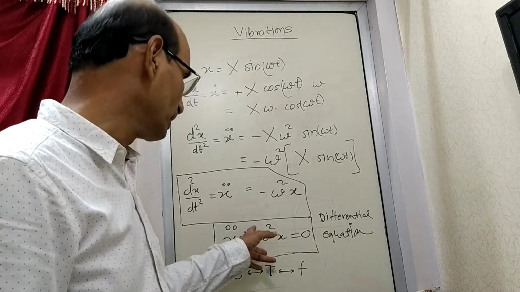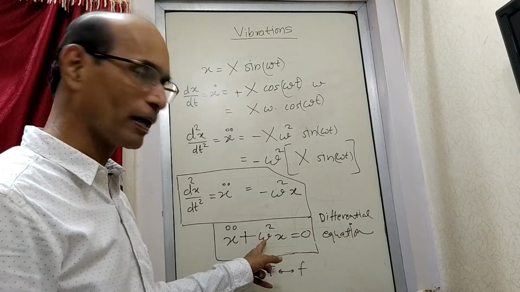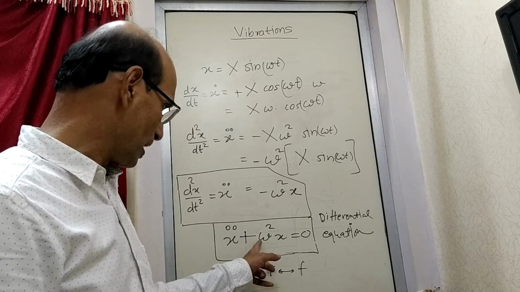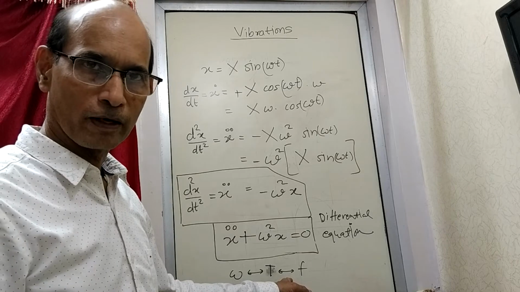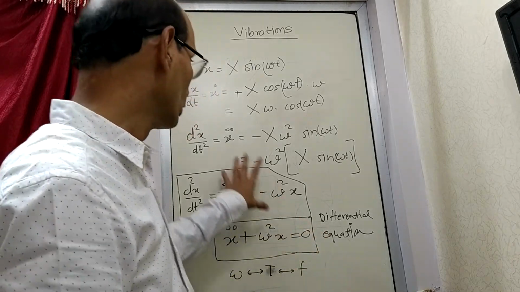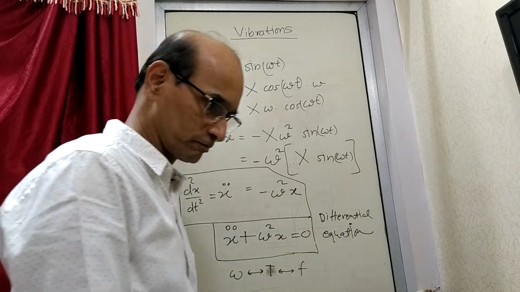So keep this in mind that this is called a differential equation, and in this differential equation the term omega square is there, and that is going to help us in finding out T and f. Okay. So now what we do is we go to the spring mass system and try to apply this equation to that.